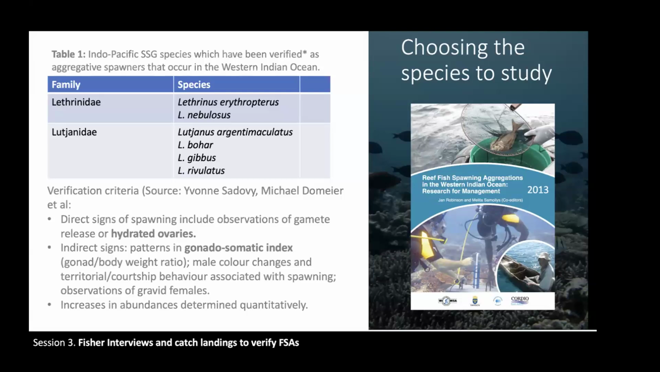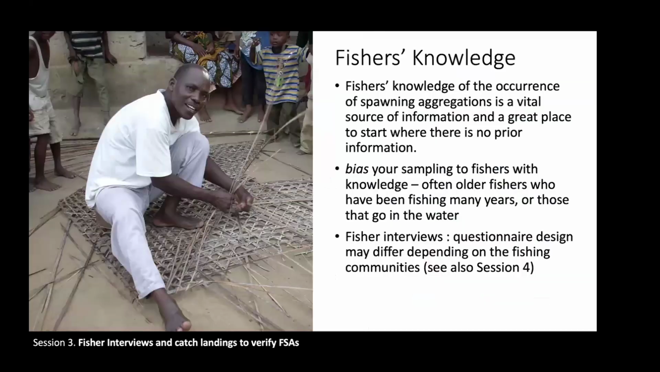So when you find that evidence in those papers, you need to make sure that the verification criteria follow the published criteria that have been agreed. Direct signs of spawning, such as observations of gamete release or hydrated ovaries, and then indirect signs, things like patterns in the gonadosomatic index, GSI, or male colour changes and territorial behaviour when watching spawning underwater, observations of gravid females, and finally a threefold increase in abundance measured at a site. You'll hear more about that in Kevin Rhodes' talks a little bit later in this session.